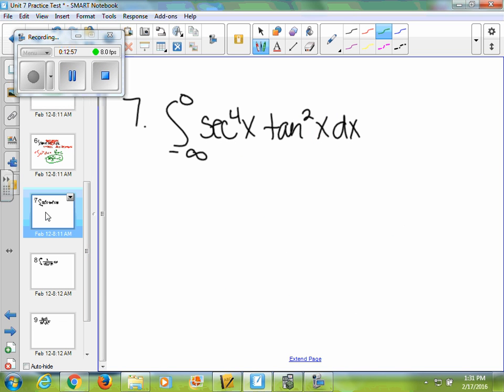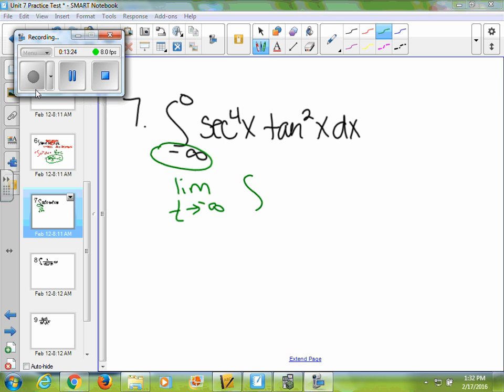If I look at number 7, I'm given the integral from negative infinity to 0 of secant to the 4th of x tangent squared of x dx. Because you can't evaluate negative infinity in your calculator, we can't use our calculator to solve this. So we're just going to have to rewrite this as the limit as t approaches negative infinity of the integral from t to 0, secant to the 4th of x, tangent squared of x dx.